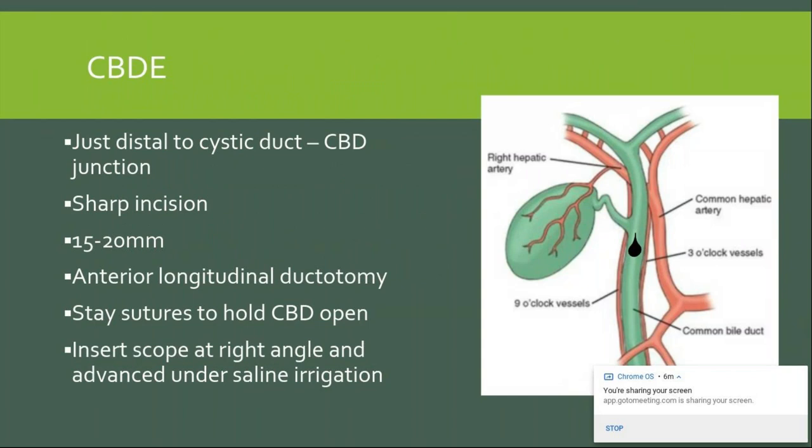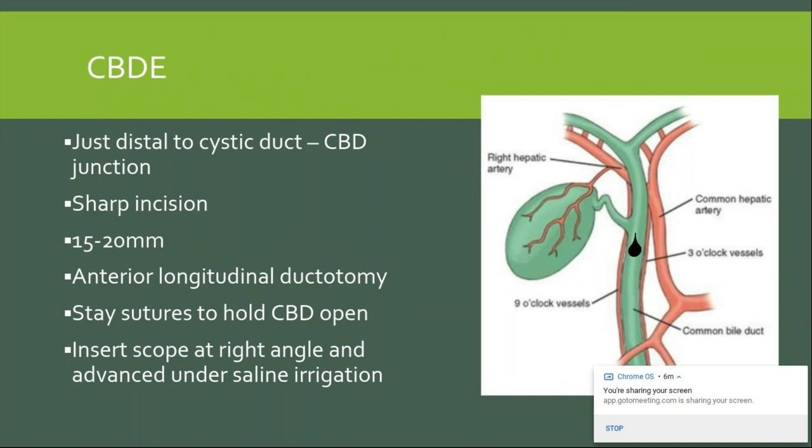So for common bile duct exploration, if you've already made your cystic ductotomy, I would do your completion cholecystectomy and clip off your cystic duct. And then I would make a separate incision. I've read two different takes on where you should make your ductotomy, but always sharply so you don't have any heat injury to the common bile duct, and you want to do it longitudinally on the anterior surface.